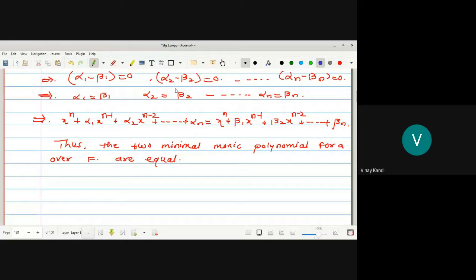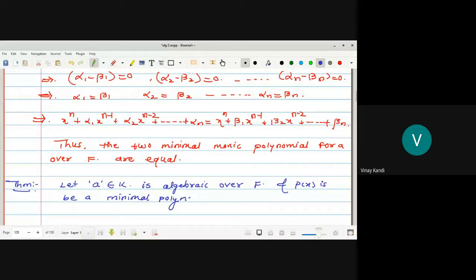The next theorem is: let a belonging to K be algebraic over F, and let p(x) be the minimal polynomial for a over F. Then prove that p(x) is irreducible over capital F. Okay, what is the statement?